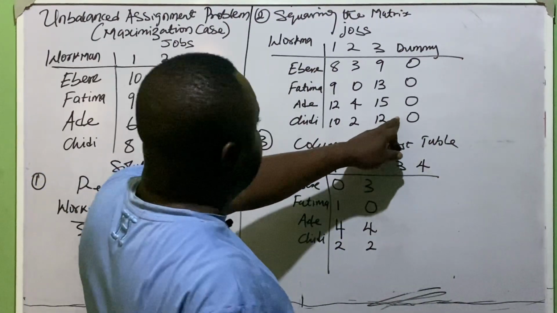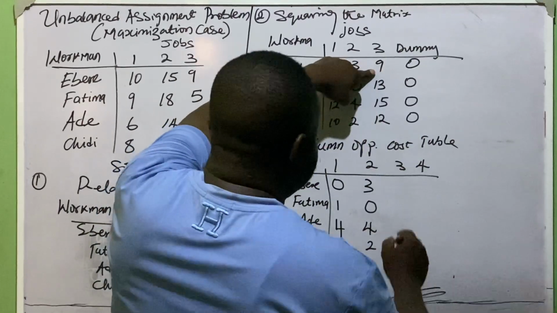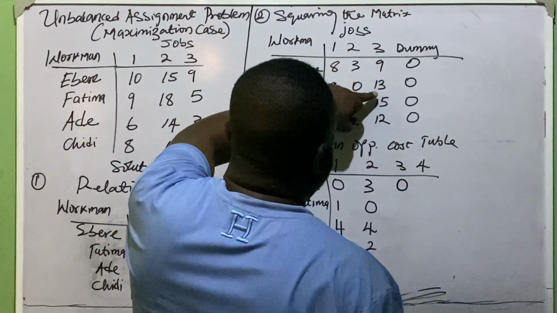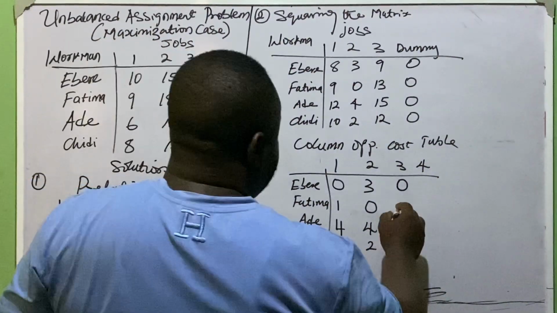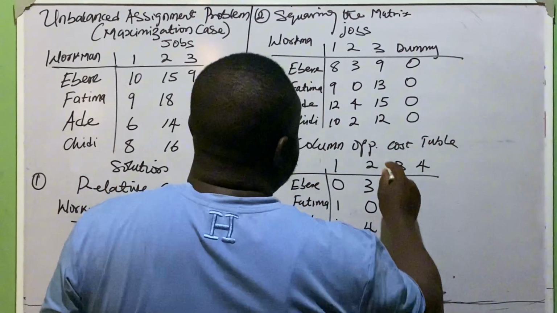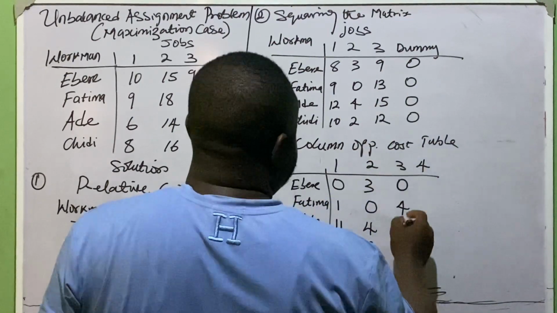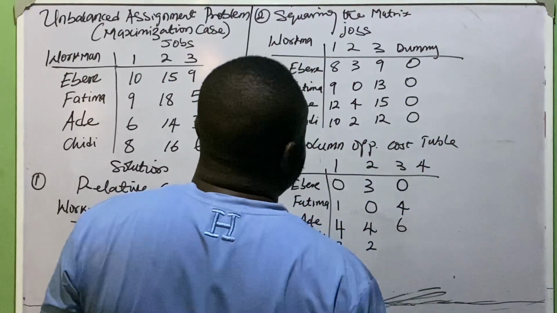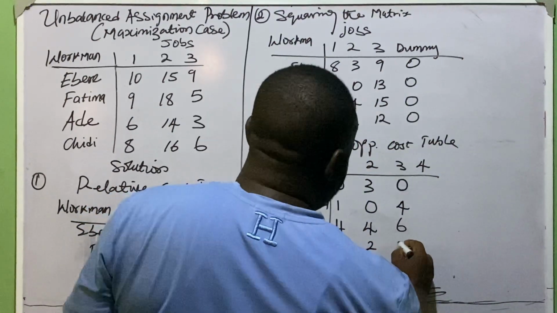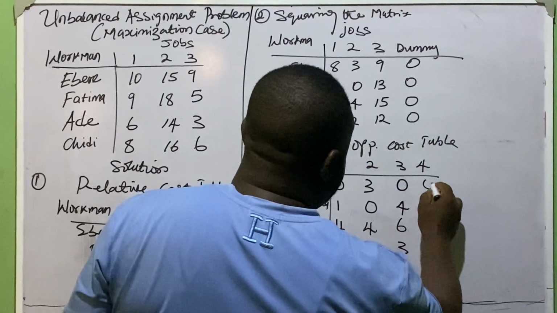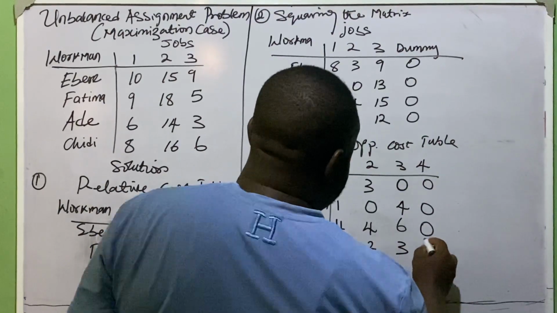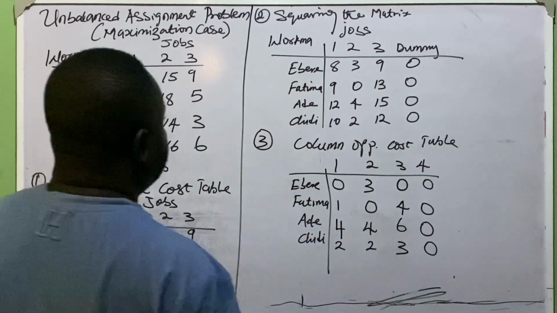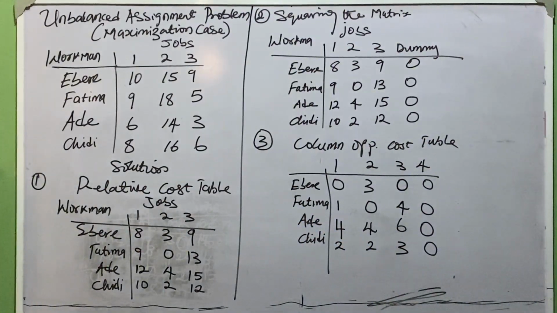And here the smallest value is 9. 9 minus itself is 0. 13 minus 9, I'll have 4. 15 minus 9 will be 6. Then 12 minus 9 will be 3. I have 0, 0, 0, and of course 0. So this is our column opportunity cost matrix.